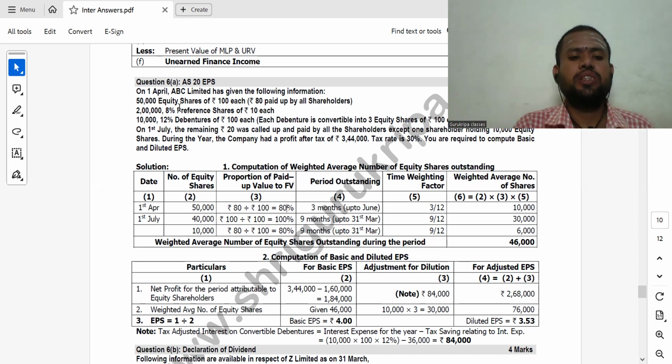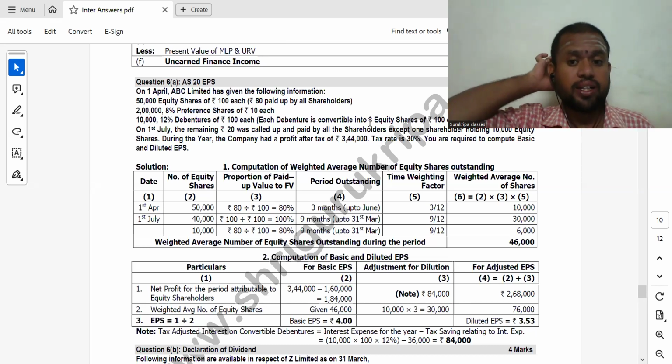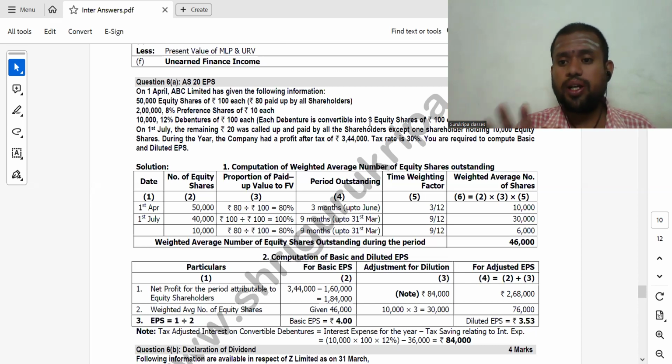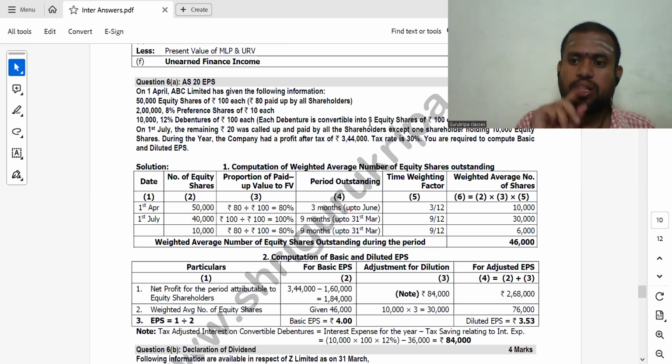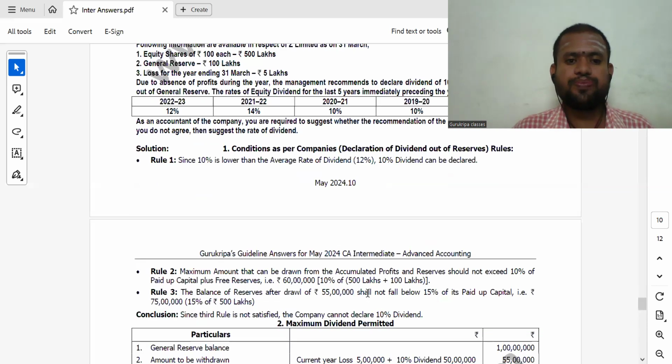And in July, the remaining call was made. In that also, 10,000 shareholders have not paid that 20 rupees. So 10,000 at 80% and 40,000 should be considered as total. So 48,000 only will come in total. So 48,000 times 9 by 12. Then other things are the same. Basic and diluted EPS we have to compute.